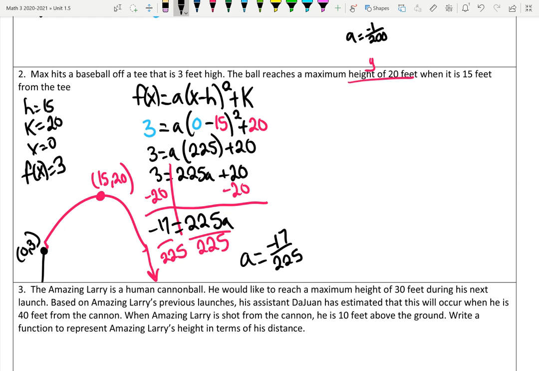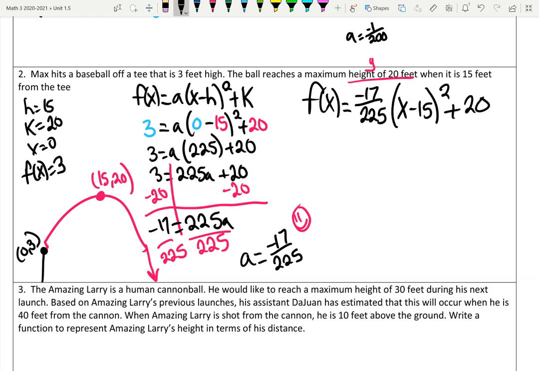I know this number can't be reduced. 17 is prime. The last thing I need to check is, think: all right, this graph looks concave down. Is the a value I generated concave down? And yes, it is. It's negative. So that being said, that's good enough for my soul. I'm going to go ahead and rewrite my function with my new a value that I worked so hard to generate. And then I'm going to have x minus h, 15, squared plus 20. Leave it like that. That is the equation for Max's baseball skills for that particular hit.